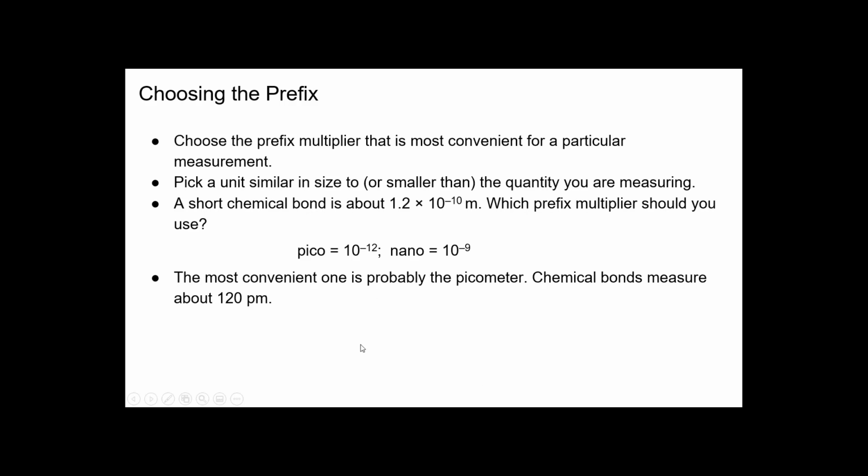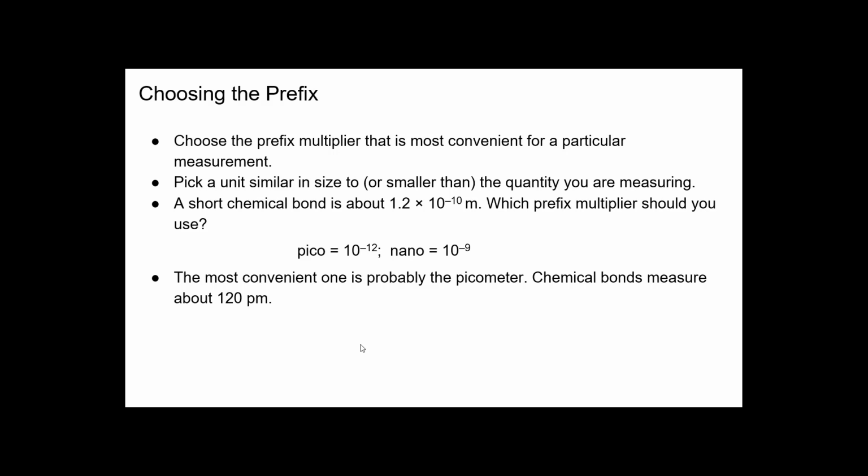If none of this is making sense, hopefully as I go on, it will. And eventually we'll start doing a lot of math. You won't get away from this. So choose the prefix multiplier that is most convenient for a particular measurement. You also want to pick something that works. You don't want something that has a ridiculous amount of zeros on either side. You want something that makes it as small as possible, but enough that it's workable.